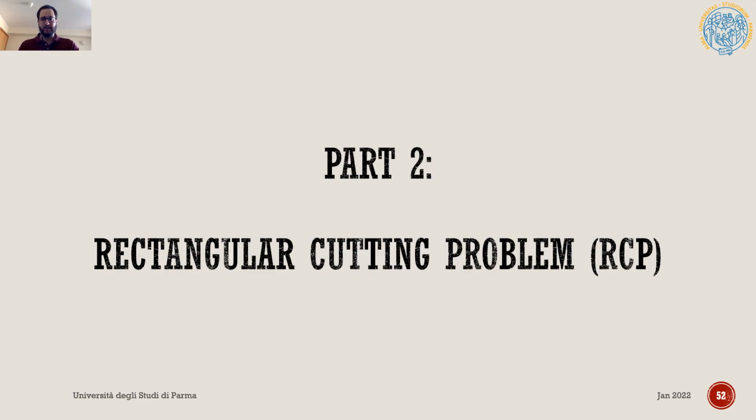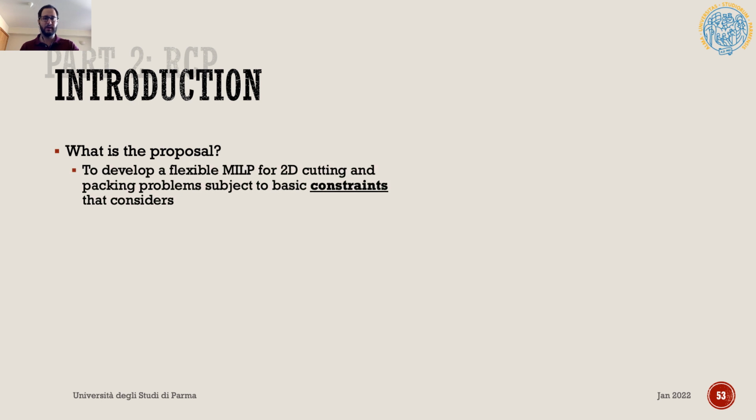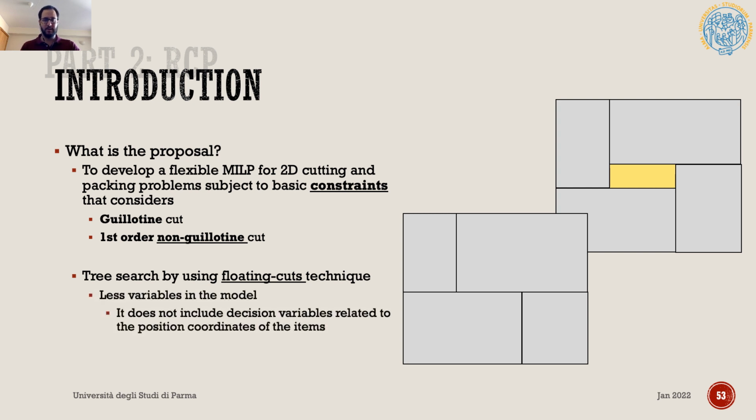Okay, so the second part of this presentation is related to the rectangular cutting problem. First, the proposal is to develop a flexible MILP model for the two-dimensional cutting and packing problems that considers both the guillotine and first-order non-guillotine cuts. To this end, the proposal is based on the innovative idea of floating cuts, a technique that simplifies the regular MILP models. For example, the number of variables is reduced since it does not include variables related to the coordinates of the items.